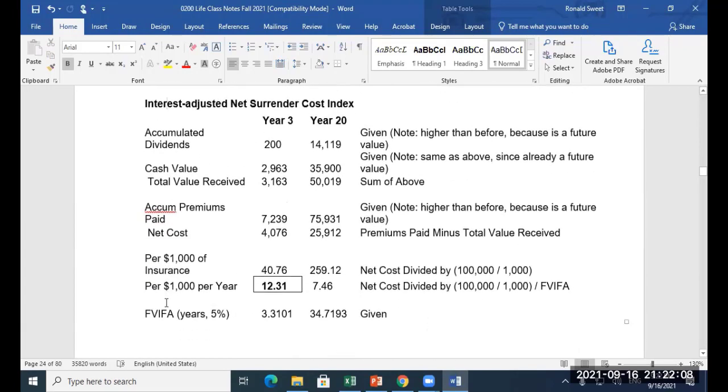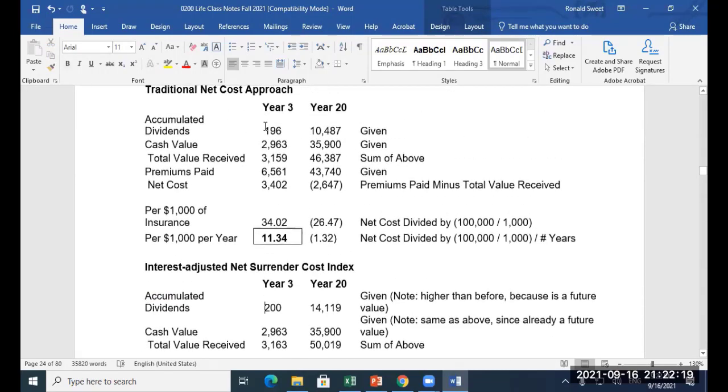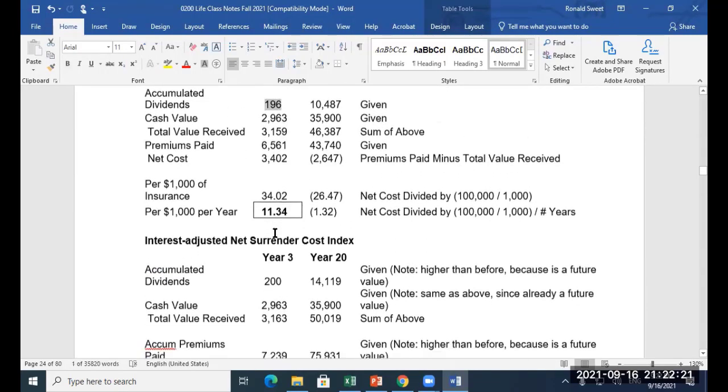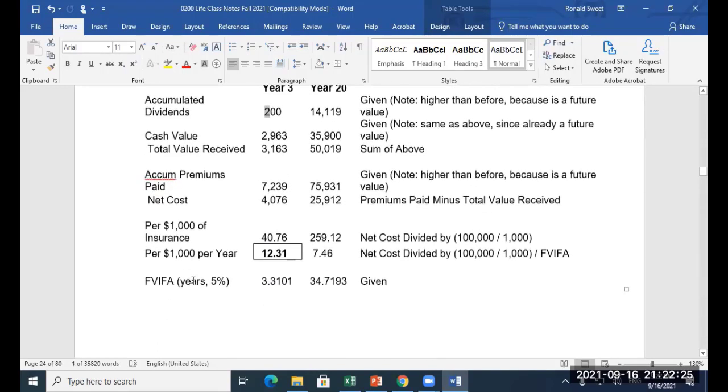So how much of a difference does it make? Well, what we do is we take everything to the future value, all right? So the dividends at the end of 3 years, the dividends in future value terms. So essentially what we're saying, and I think I'm using a 5%. Yeah, we're using a 5%, which is a really high rate.